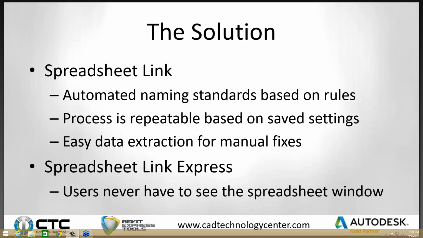You can also do fairly easy data extraction for manual fixes. So in areas where perhaps a view template doesn't automate the setting of properties, I can sometimes leverage Spreadsheet Link or possibly schedules in Revit, either way, to get this data set up in a way that I can update it or give it off to somebody else and have them start filling out some information in my spreadsheets, and then import that information back into Revit and update my views accordingly.